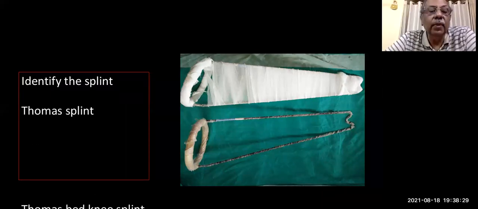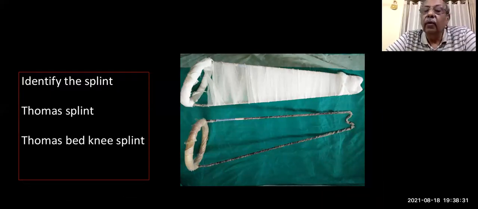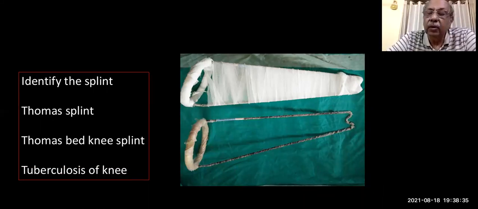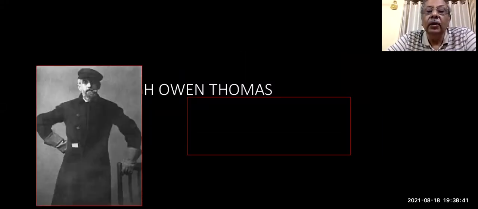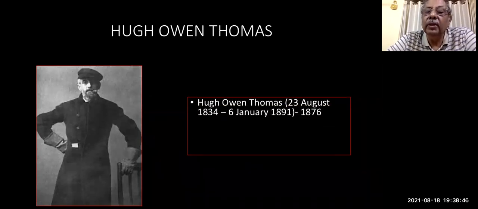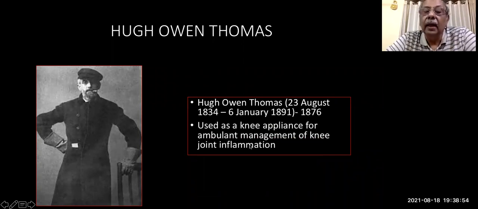This is a Thomas splint, you all know. And the full name you have to write: Thomas bed knee splint. It was originally described for the management of tuberculosis of the knee. It was described by Hugh Owen Thomas in 1875, not 76, and he used it as a knee appliance for the ambulant management of knee joint inflammation.